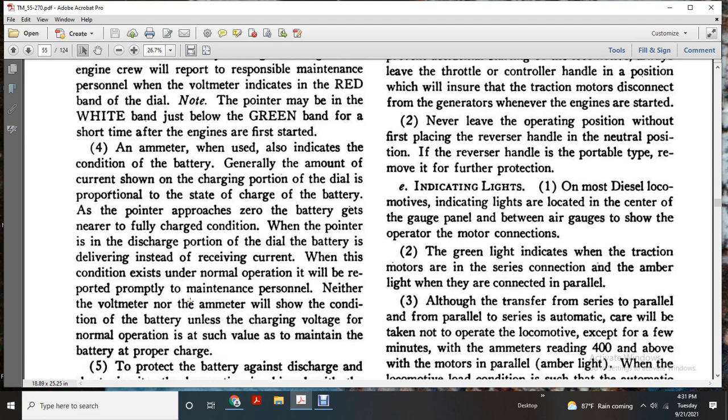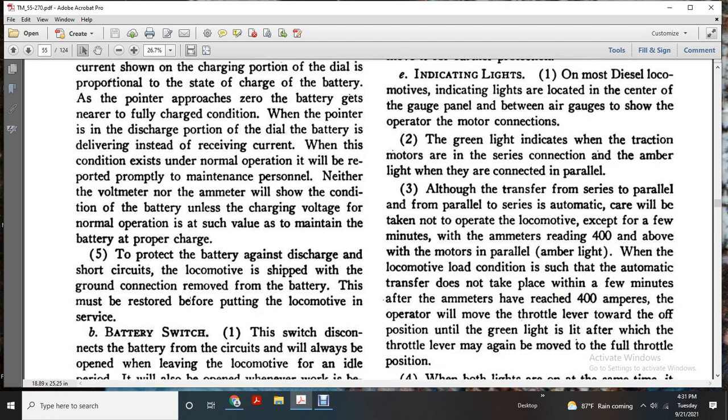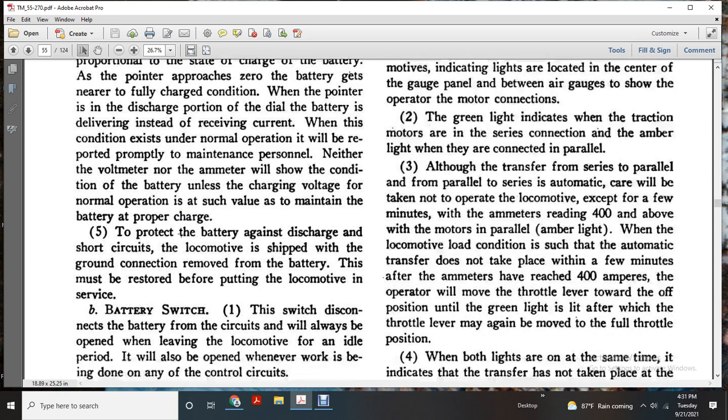Neither the voltmeter nor the ammeter will show the condition of the battery and the charging voltage in normal operation, so that the battery is maintained at the proper charge. To protect the battery from discharge through a short circuit, the locomotive should be checked for a ground condition and the battery removed. This must be corrected before putting the locomotive in service.